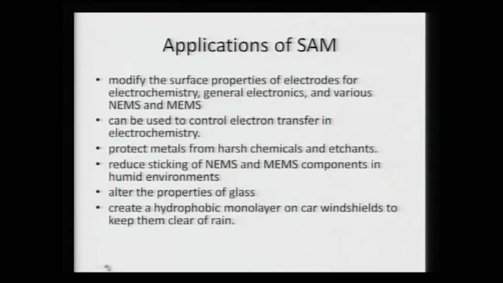Again, applications of SAMs can range from changing the surface properties of electrodes. We can enhance the properties of the electrodes, enhance certain electronic properties, and utilize them in NEMS and MEMS, that is nano electromechanical systems or micro electromechanical systems, for controlling electron transfer. By changing the functionality of the surface chain, it can protect metals from harsh chemicals and etches, like in thiols. It can reduce sticking of NEMS and MEMS in humid environments. It can alter the properties of glass. It can create either hydrophobic or hydrophilic monolayers. It can also be utilized on car windshields for keeping them clear of rain. So, these are the various applications of SAM.